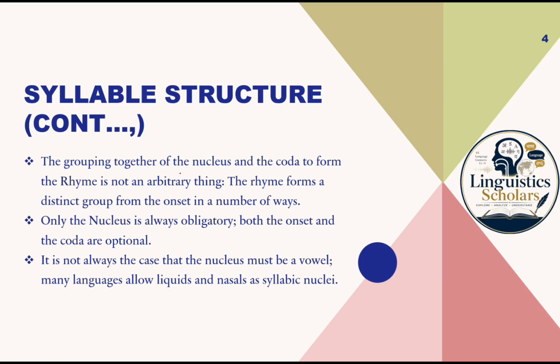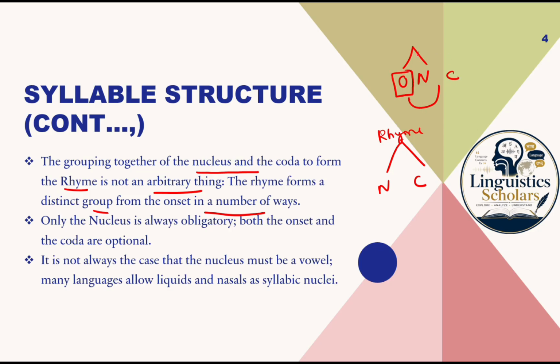Okay, the grouping together of the nucleus and the coda to form the rhyme is not an arbitrary thing. The rhyme forms distinct from the onset in a number of ways. It's not a randomized thing, that rhyme being the combination of nucleus and coda. You can also combine the onset with the nucleus and maybe name something, but it's not the same thing, because there are differences between onset and the coda. That's why the nucleus is combined with the coda rather than the onset.